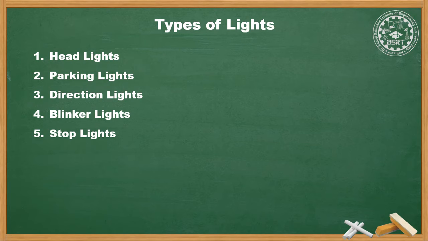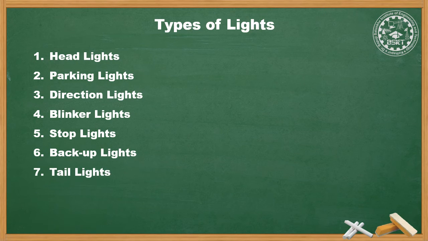Also, the stop lights are used to stop the vehicle or to show that the vehicle is in a stopped position. Sixth is backup lights. Backup lights turn on when the driver shifts into reverse gear. Seventh, tail lights. Tail lights illuminate the back of the car in the night so that other vehicles coming from behind are able to see the vehicle.